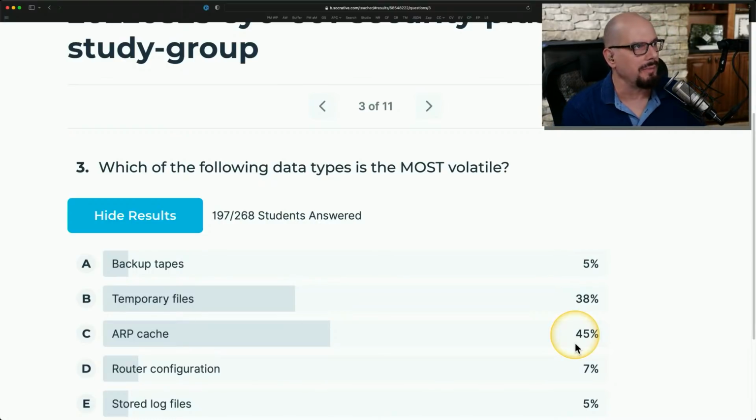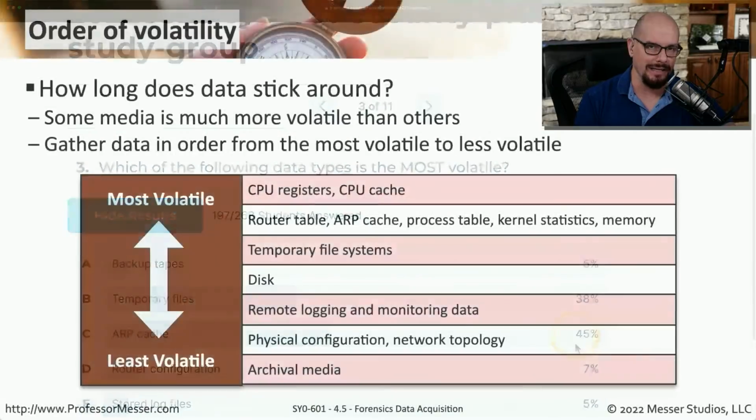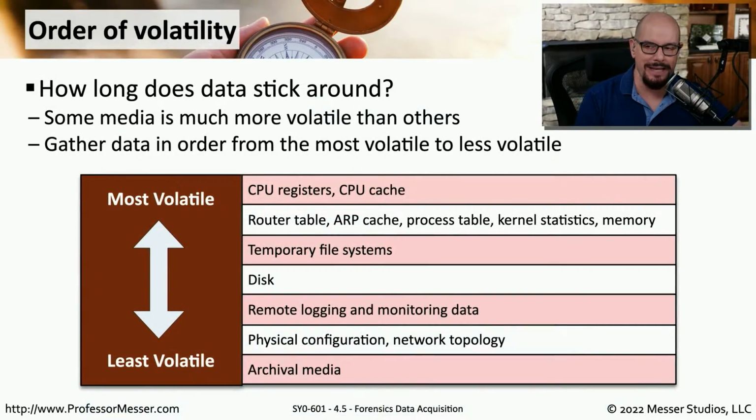What we should do is probably look at my list of the order of volatility from my video on forensics data acquisition in section 4.5 of the 601 exam, where I list out a very good example of a number of different items that are inside of your computer, and I list out which are the most volatile, and then I go all the way down to the bottom of the list to the least volatile. So you can see all of those.